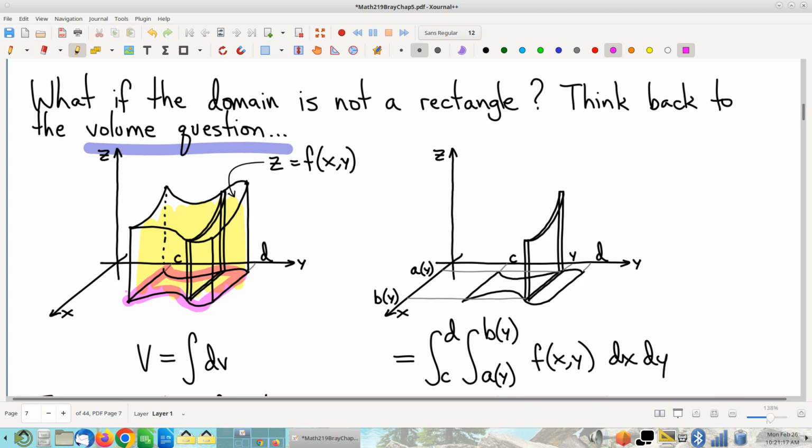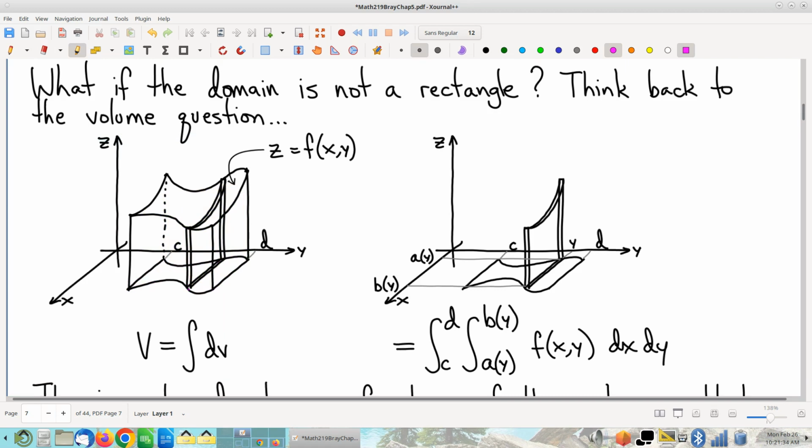The idea that the only domain over which we would want to add stuff up would be a rectangle, it's silly, right? So we really do need to consider this question of what do you do if the domain's not a rectangle? And here's the good news. It's almost all exactly the same. Practically everything is exactly the same.